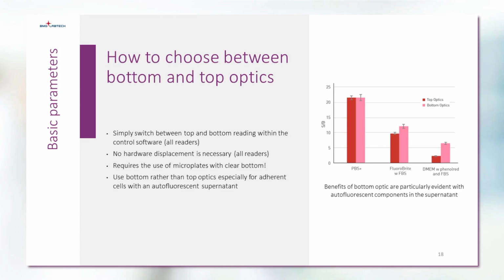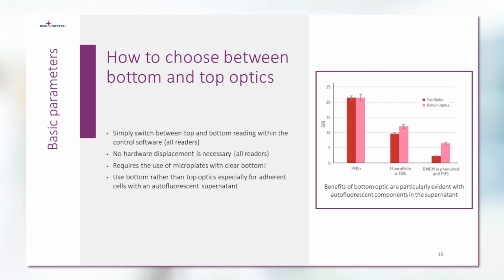This is, of course, especially the case for cell-based assays with adherent cells and cell culture medium, including serum and phenol red. In this example here in the graph on the right side, you can see the signal-to-blank ratio of red fluorescent cells. Those cells were measured in different supernatants, in PBS, which has very low autofluorescence, as we just heard, in medium with serum, and in medium containing serum and phenol red.